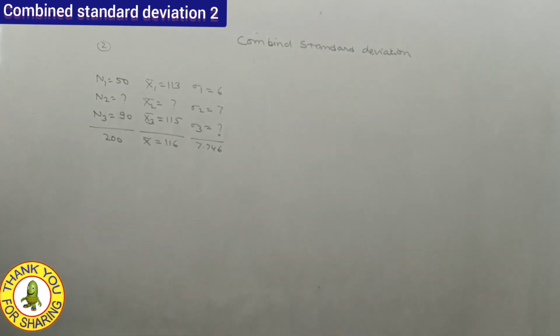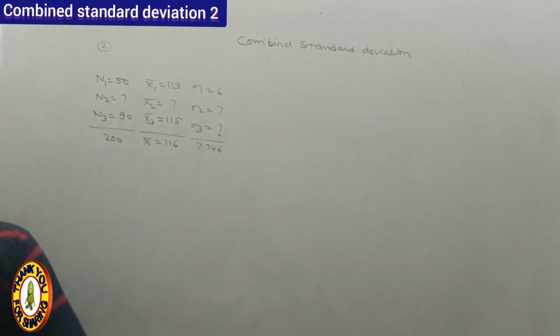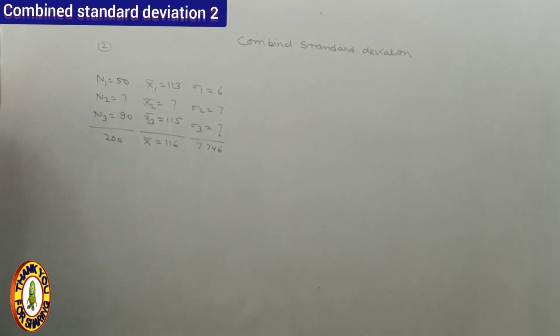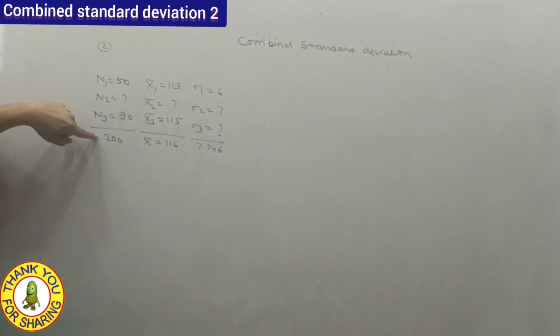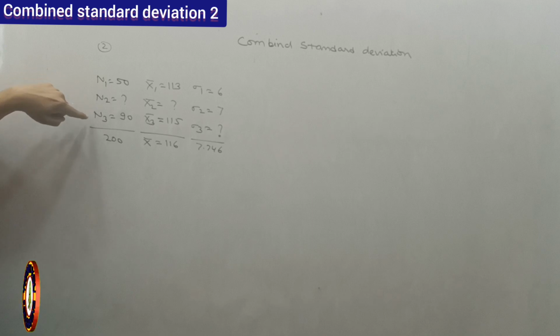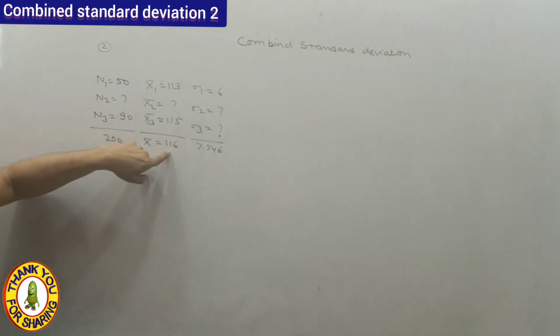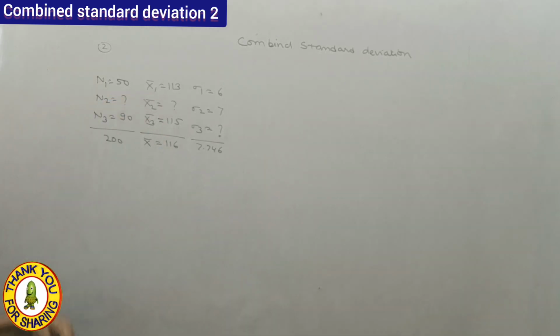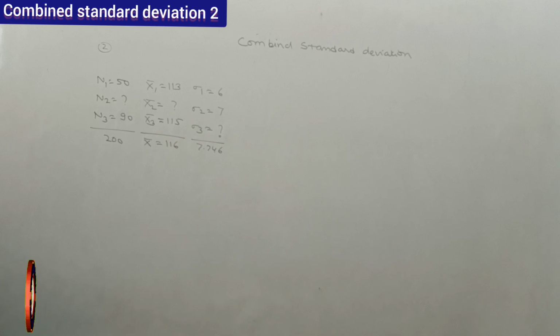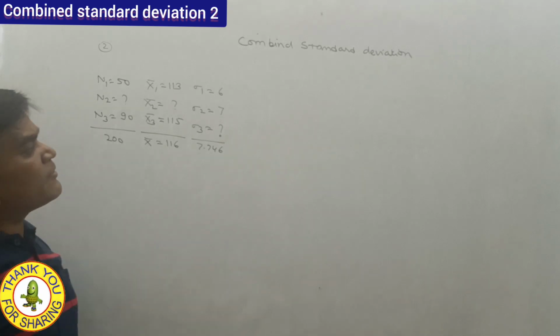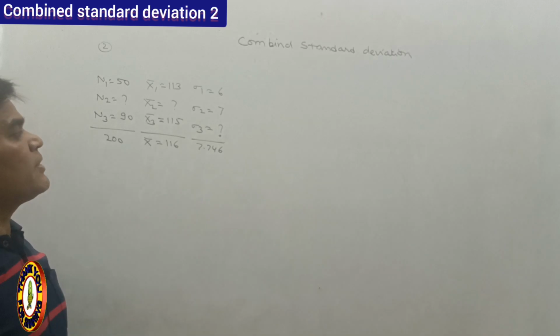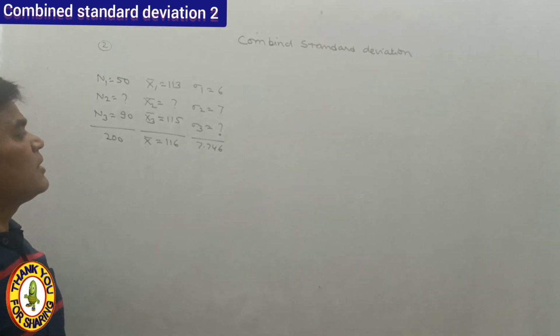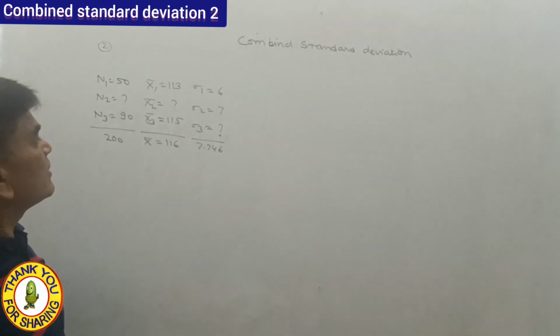Okay. This question is given. We are having 200 items, N1 given, N2 not given, N3 given. Combined arithmetic mean given 116. Arithmetic mean of first item given 113. Arithmetic mean of second item not given. Arithmetic mean of third given 115. Standard deviation 1 is given 6. Standard deviation 2 is given 7. Standard deviation 3 is not given. But combined standard deviation is given.